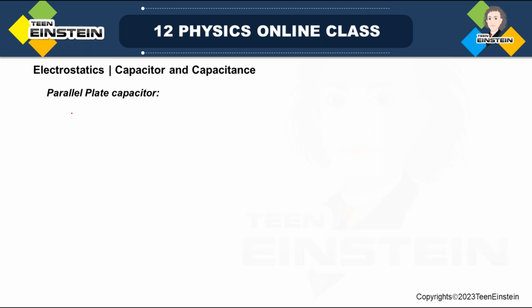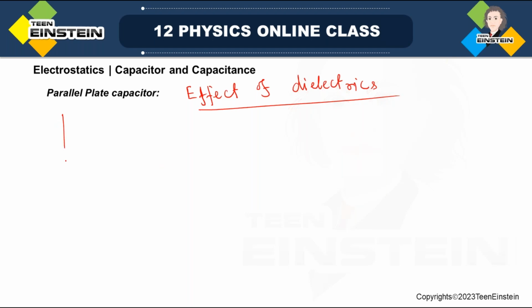We'll see the effect of dielectrics. What does this mean? In most parallel plate capacitors, these are two identical conducting plates, and in between there will be some dielectric medium. Some solid dielectric material will be inserted in the space between the plates.